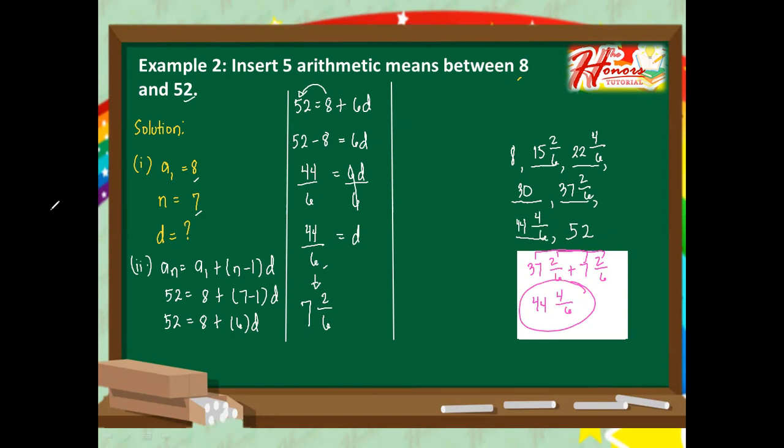I will show you that we will reach 52. So that is 44 and 4 over 6 plus 7 and 2 over 6. 44 plus 7, that's 51. 4 plus 2, that's 6 over 6 equals 1. 51 plus 1. So that's 52. See, our answer is correct.